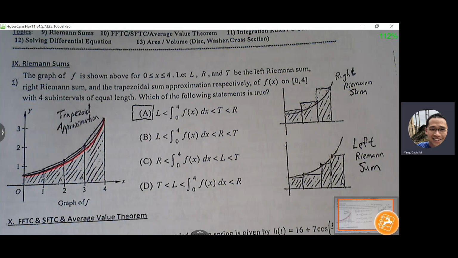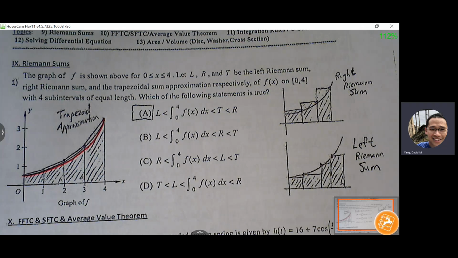Okay, a right Riemann sum, that means in every subinterval, I'm attaching the right endpoint of every rectangle and letting that be the height of that corresponding rectangle. So we can obviously tell that for an increasing function, the right Riemann sum is going to over approximate by quite a bit, right? It's going to be most likely the largest approximation amongst the ones that we have.